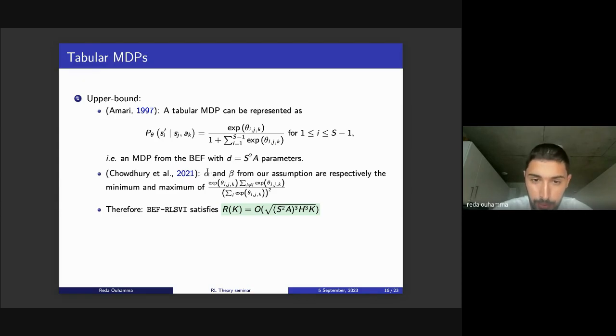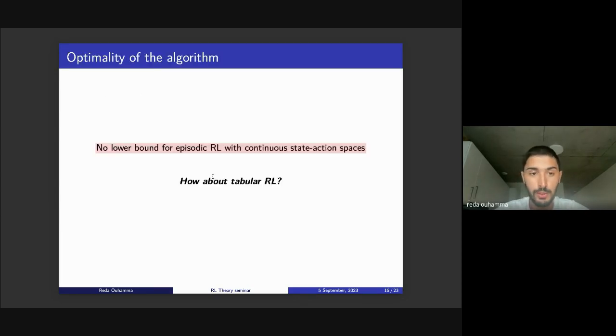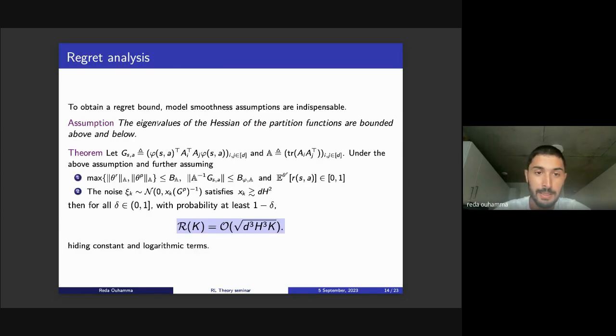So I forgot to explain before, but the alpha and beta that we had in the algorithm, we had an alpha at some point, is, as I said, the anti-concentration. So if we go back to this assumption, the eigenvalues of the Hessian of the partition function are bounded above and below. So below they are bounded by alpha, and above they are bounded by beta. And this is exactly proportional.